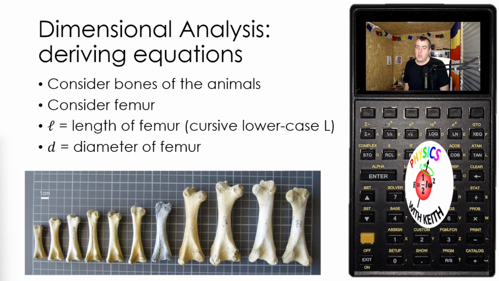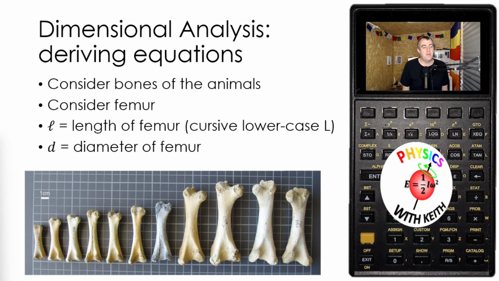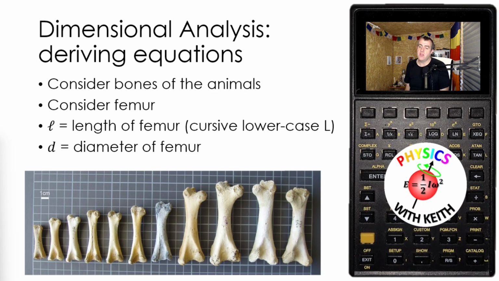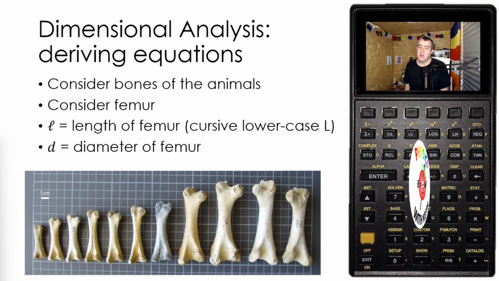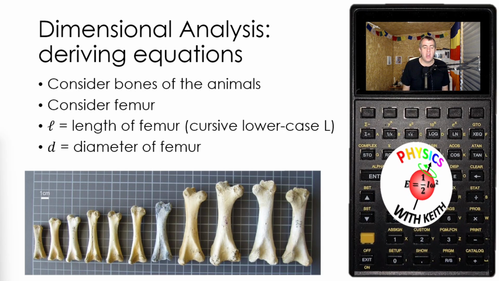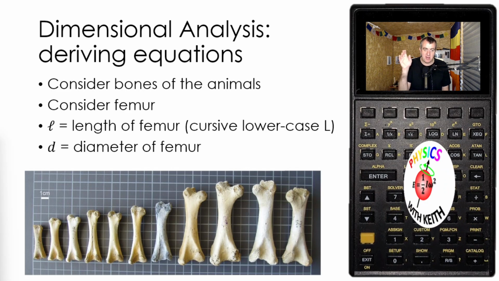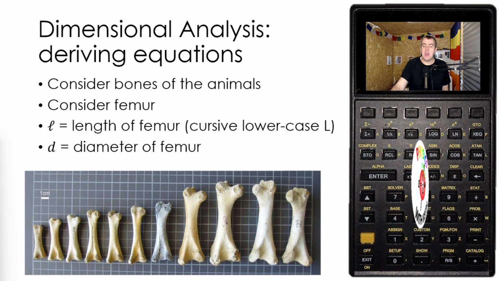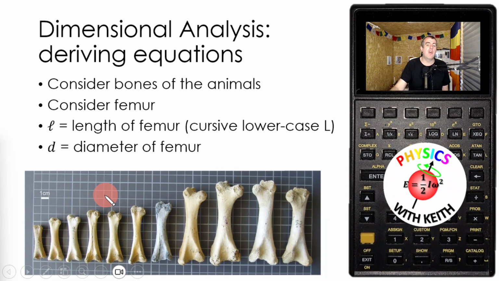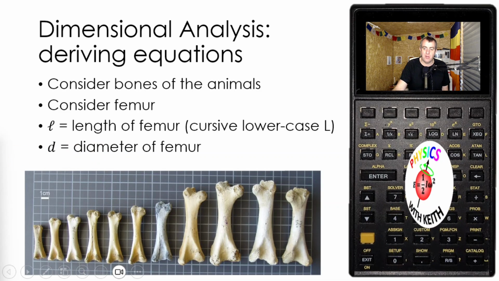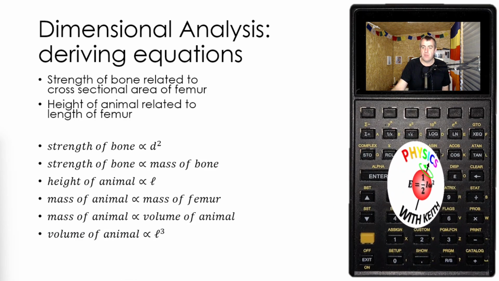So let's just consider animals with bones. Let's just consider animals with a femur. And it's fair to say that the size of the animal is probably going to be related to the length of the femur. And I'm going to use the lowercase l. Curly L is how we write that, so we don't get it confused with the number 1 or the capital I. So that's a curly L for the length of the femur. The diameter of the femur has probably got something to do with how strong the femur is, and that's probably going to be important. So let's have D as the diameter of the femur.